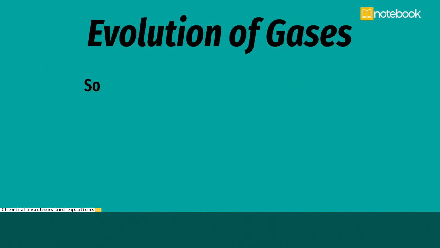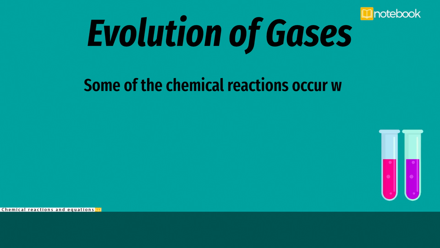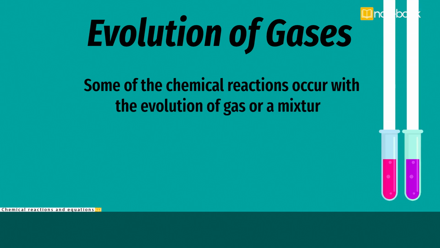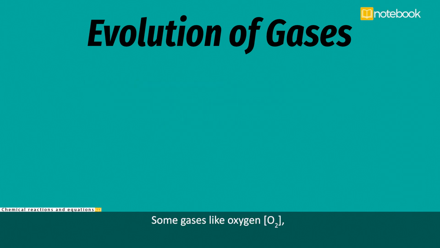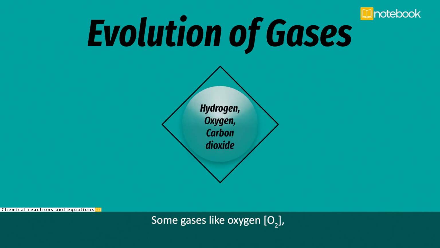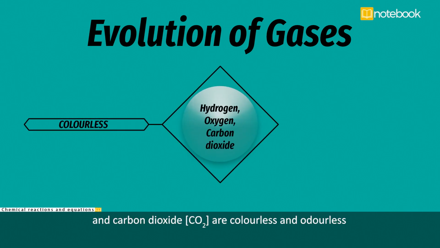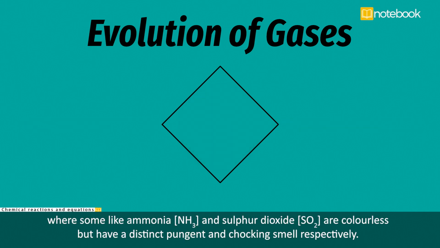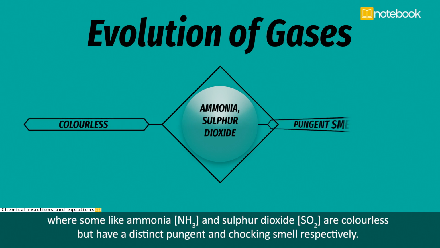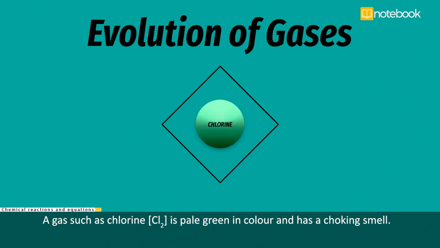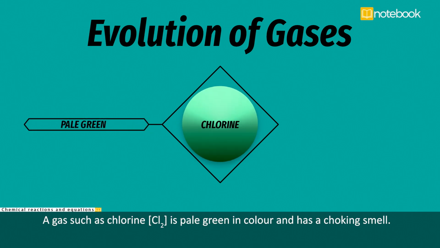Evolution of gas. Some of the chemical reactions occur with the evolution of gas or a mixture of different gases. Some gases like oxygen, O2, hydrogen, H2, and carbon dioxide, CO2, are colorless and odorless, whereas some like ammonia, NH3, and sulfur dioxide, SO2, are colorless but have a distinct pungent and choking smell respectively. A gas such as chlorine, Cl2, is pale green in color and has a choking smell.